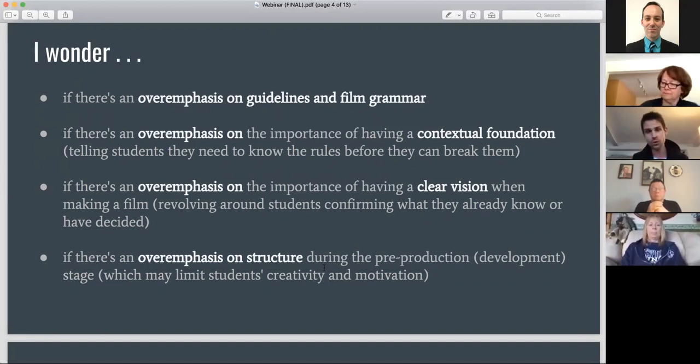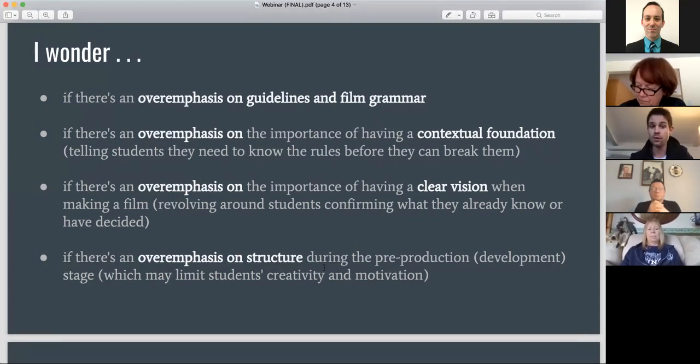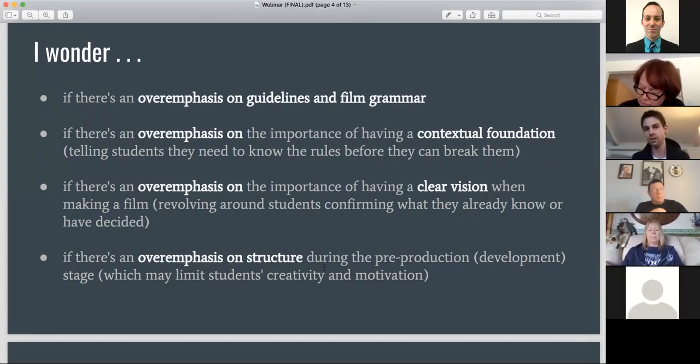And I think things like continuity, script formatting, eyeline matching, these are things that are emphasized quite a bit, but I'm wondering if they need to be emphasized to the degree that they are in a lot of curriculums. Also, I wonder if there's an overemphasis on the importance of having a contextual foundation. So I think context is obviously very, very important when you're teaching art or pretty much any subject, but I'm wondering if it's overemphasized, and if when you teach context, such as film history and this notion that you need to know the rules before you break them and all that, I'm wondering if that closes doors of possible avenues that students may explore on their own in terms of actual exploration.